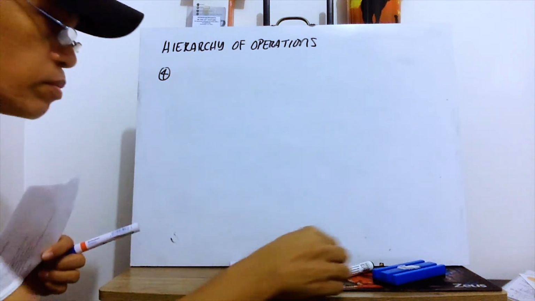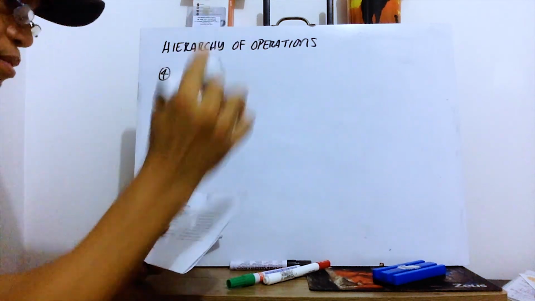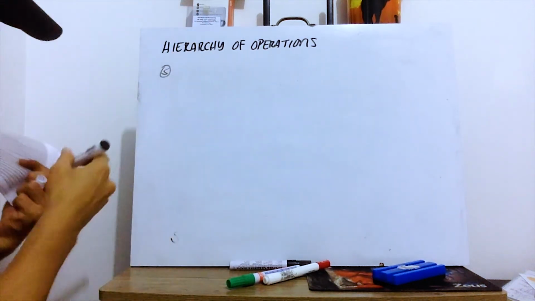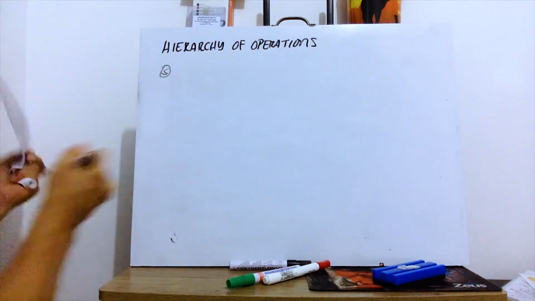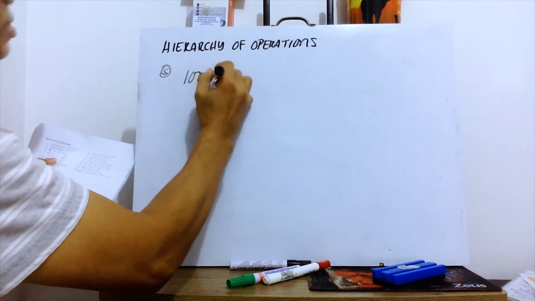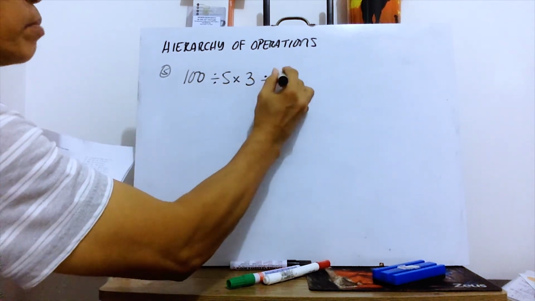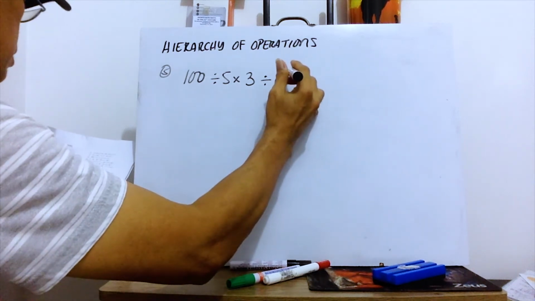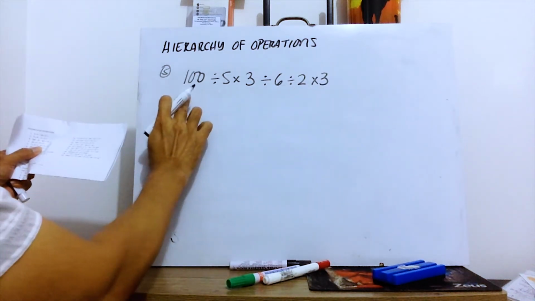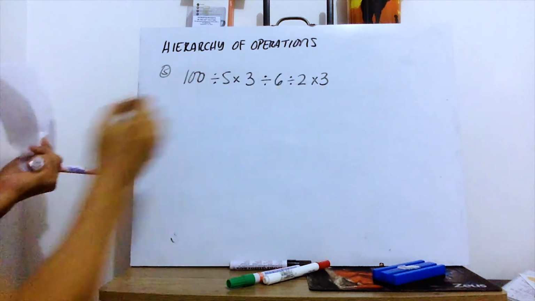Okay, there's my marker here. Let's do number 5. So it's 100 divided by 5 times 3 divided by 6 divided by 2 times 3. 100 divided by 5 times 3 divided by 6 divided by 2 times 3.